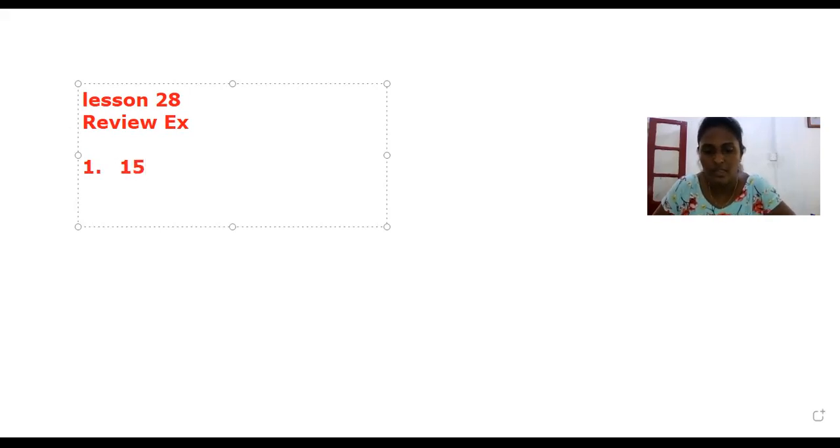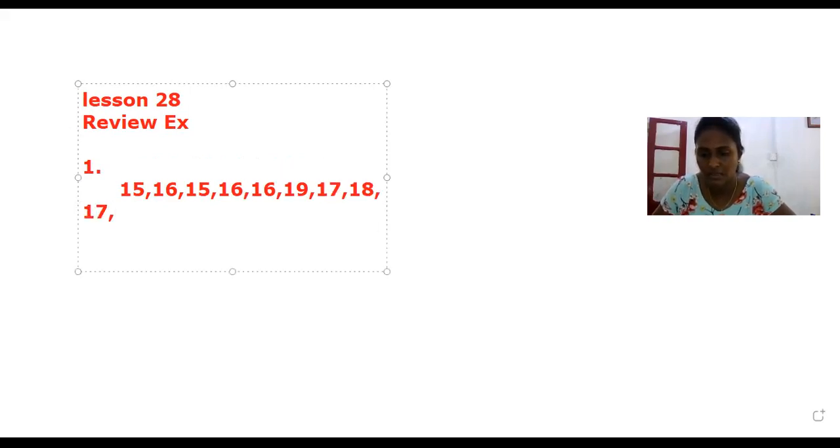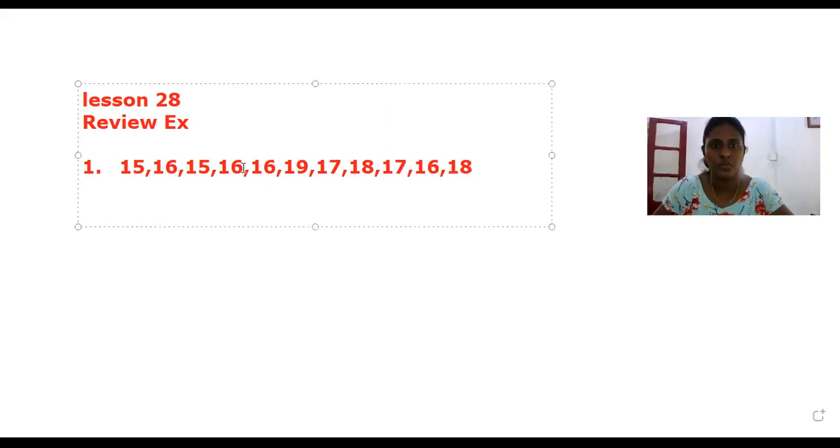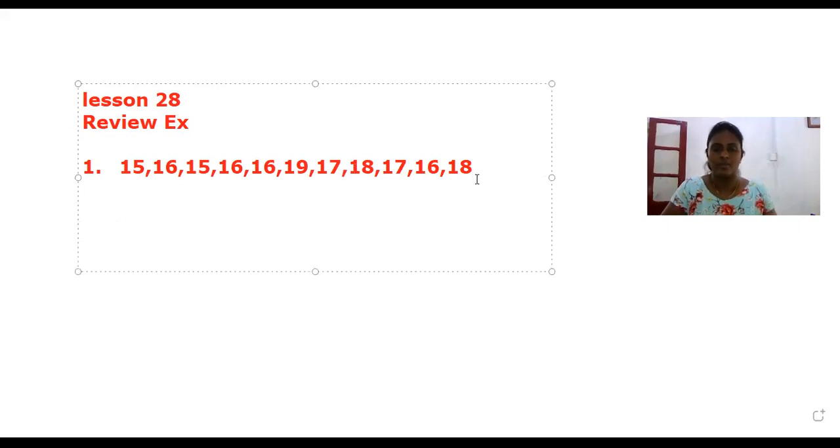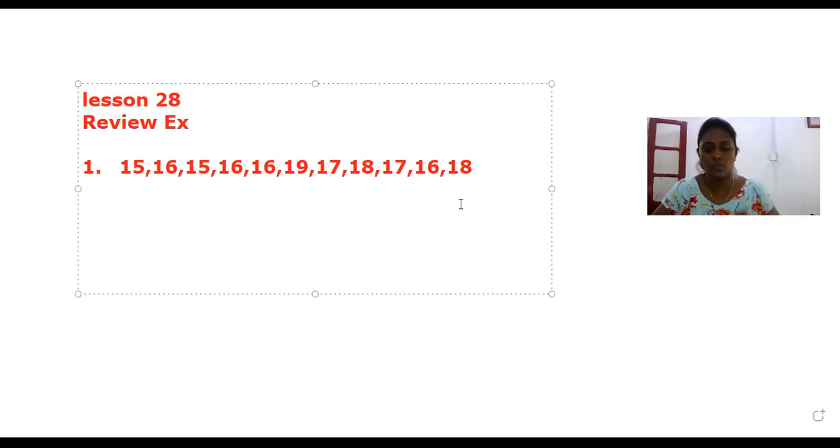You are given 15, 16, 15, and 2 16s. After that, 19, 17, 18, again 17, 16, and 18. Like this, 2, 4, 6, 8, 10, you are given 11 data. The way these data are given is not okay. You have to arrange this in ascending order.